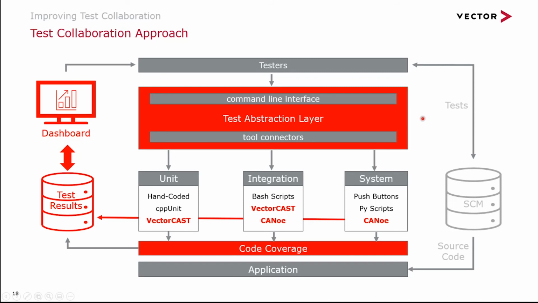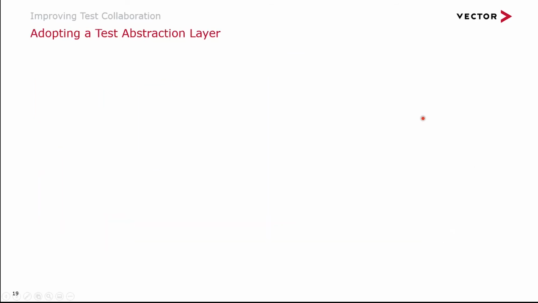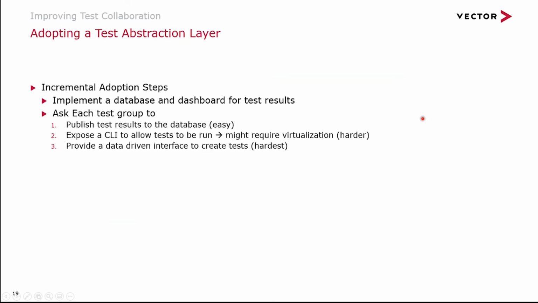To make things accessible to everybody on the project. And then, so how do we adopt an abstraction layer? You're going to get some pushback. So here's sort of an incremental idea I have for doing this.